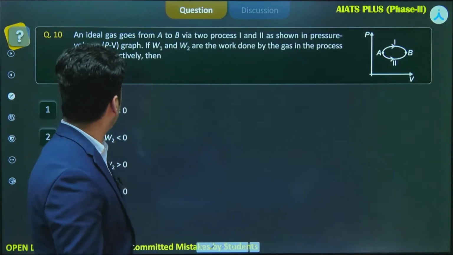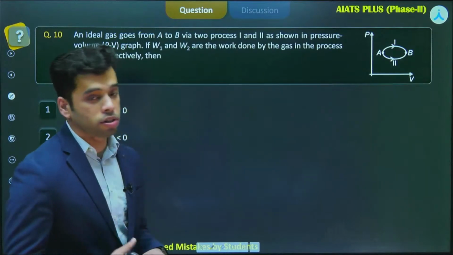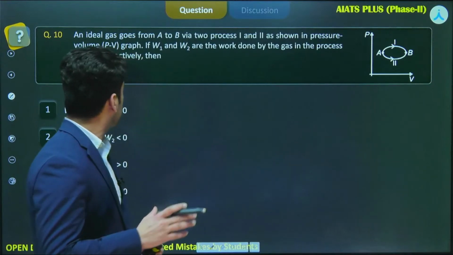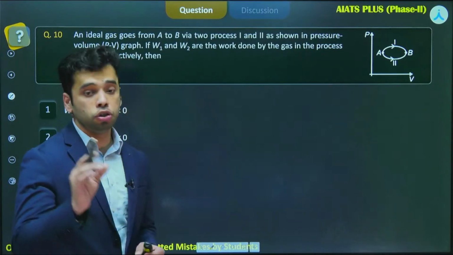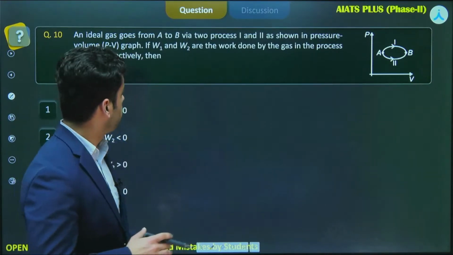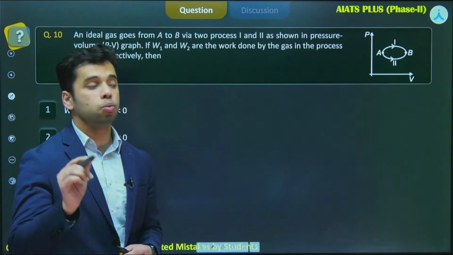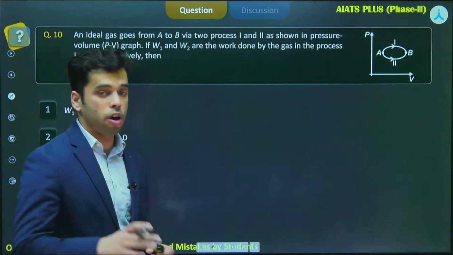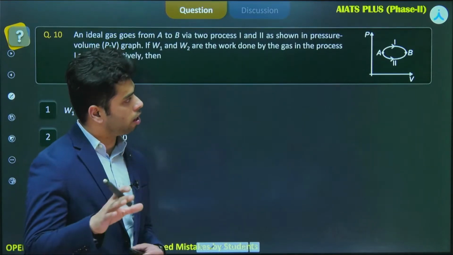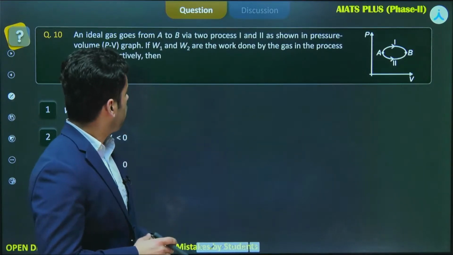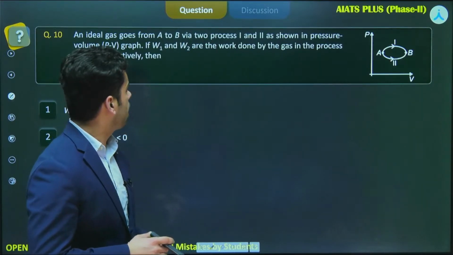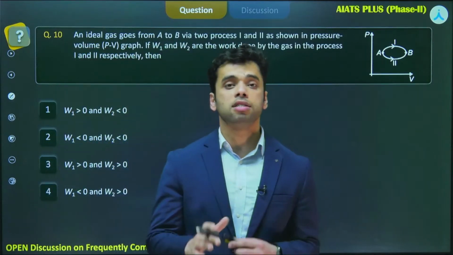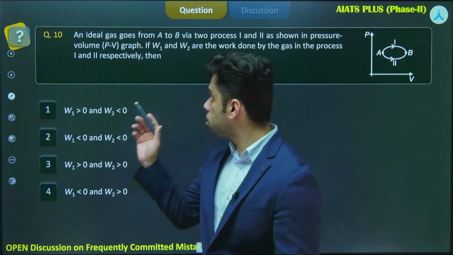Okay, there you go. It was problem 10 of the original paper based on the chapter of thermodynamics. It says that an ideal gas goes from A to B, and you have been shown A and B in the diagram. Have a look at the diagram. An ideal gas goes from A to B via two processes, 1 and 2, as shown in the pressure volume graph. So you have been given the PV curve, 2 points A and B. If W1 and W2 are the work done by the gas in the process 1 and 2 respectively, then you need to compare the work done by the gas in the process 1 and 2, W1 and W2.